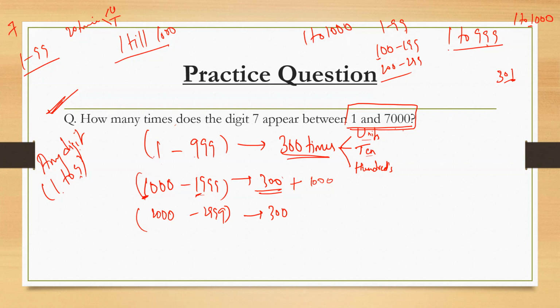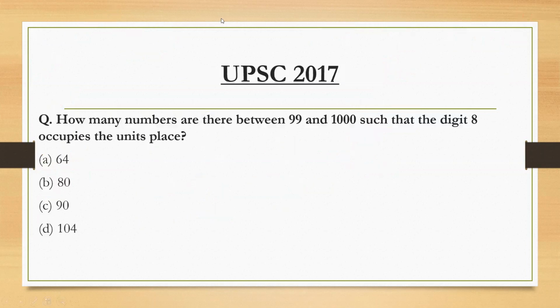Okay. So chalo, if now all of this concept is clear, now try the UPSC questions. Because at the end of the day, we should be able to solve UPSC questions, right? So this is a UPSC question asked in 2017. How many numbers are there between 99 and 1000 such that the digit 8 occupies the units place? So here we are talking about a digit 8 appearing in the units place. Think it through and then give the answer.